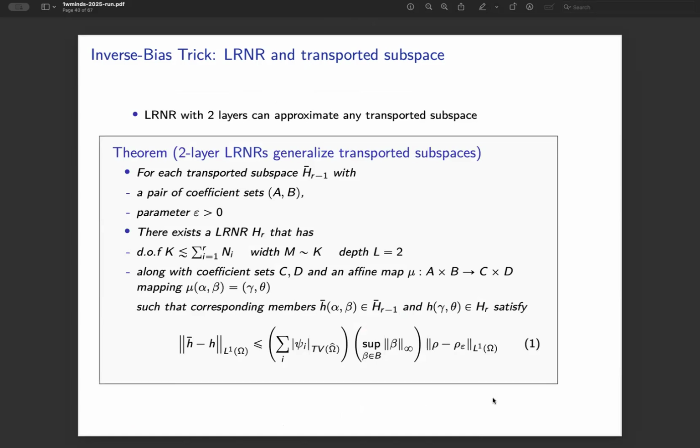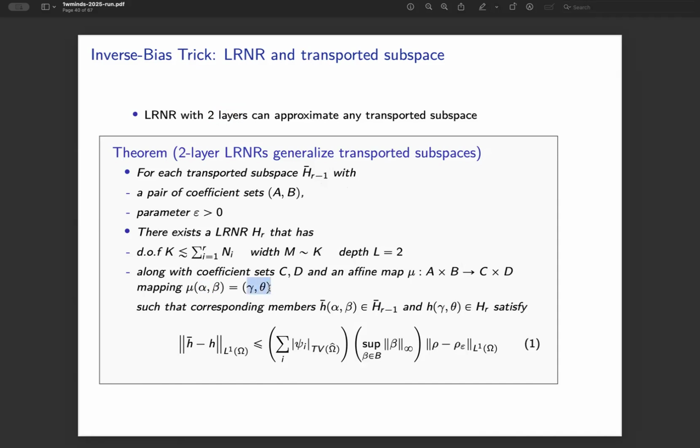And of course, you can make the argument that whenever you have any transported subspace of rank R, so each of the subspaces for F and G has dimension R, then you just need a rank-R learner with two layers that can uniformly well approximate that transported subspace. And there's a nice mapping between the coefficients alpha and beta, which parameterize the transported subspace, and essentially the coefficient parameters of the learner.